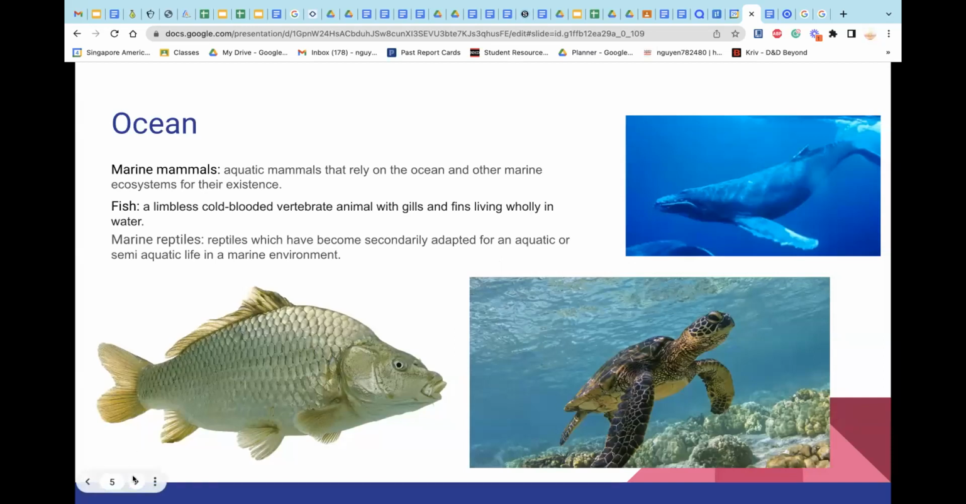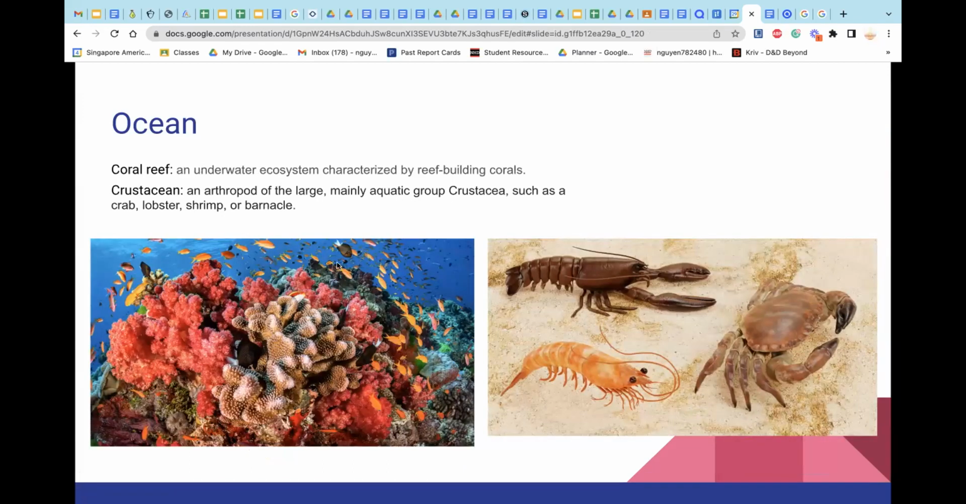Questions? No? Okay. More stuff like coral reefs, which are actually animals. On the left there, a coral reef is an underwater ecosystem characterized by reef-building corals. Look at them, they're so pretty. Some of them are probably poisonous. And then we've got crustaceans, also delicious, which are arthropods of the large, mainly aquatic group Crustacea. So stuff like crab, lobster, shrimp, things like that. I like eating crustaceans. Very delicious.